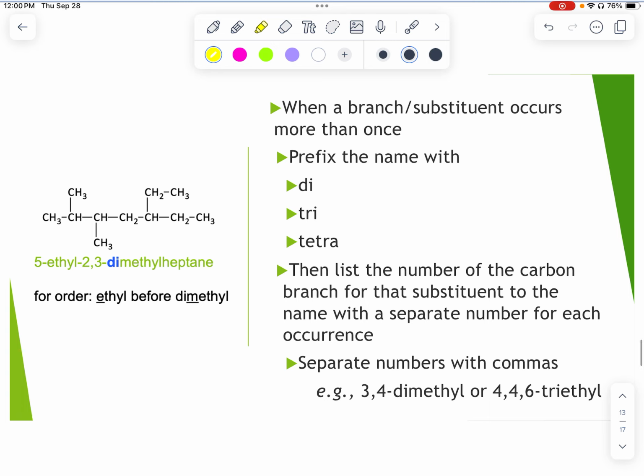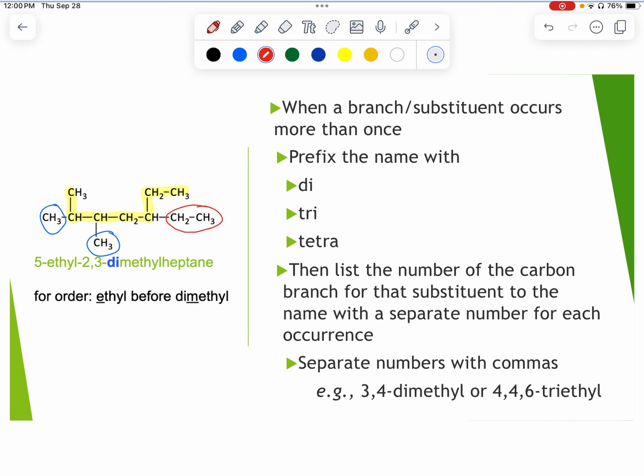When a branch or substituent occurs more than once, we need to use a prefix. Okay, prefixes di, tri, tetra, they should sound familiar here. I'm going to count 1, 2, 3, 4, 5, 6, 7. All right, just to prove to you that this would work, if I did 1, 2, 3, 4, 5, 6, 7, I'm going to go ahead and leave that like that. So again, here are the methyl groups, and here is an ethyl group.